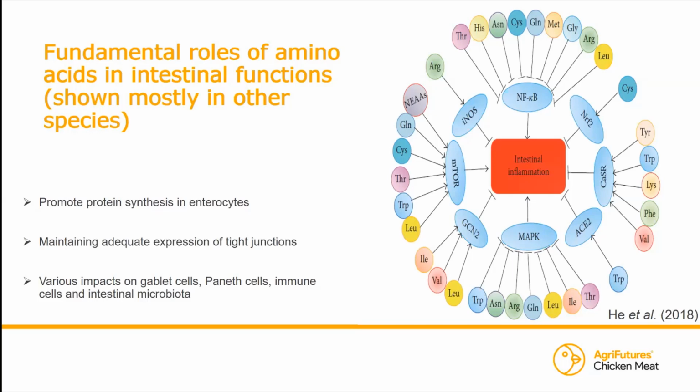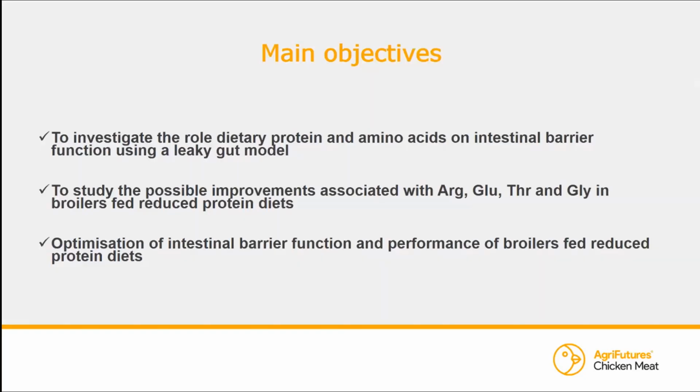Despite the abundant literature on the role of amino acids in chicken nutrition, and a lot of research on performance, microbiota and those factors, the specific roles of these amino acids in poultry intestinal barrier function are pretty much untapped and understudied. So the hypothesis is that these amino acids promote protein synthesis in enterocytes, help maintain adequate expression of critical tight junction proteins, and also impact various cells like goblet cells, Paneth cells, immune cells, and also the microbiota. This was the main reason we looked at them.